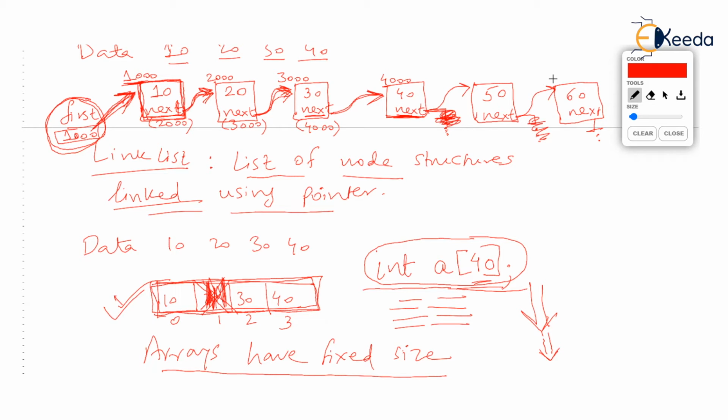This is not possible. What you will have to do is delete 20: you will have to copy 30 on top of 20, then copy 40 on top of 30. And then you will have to say the array is still of size 4, but 40 is like a garbage value. I'll redraw this again.